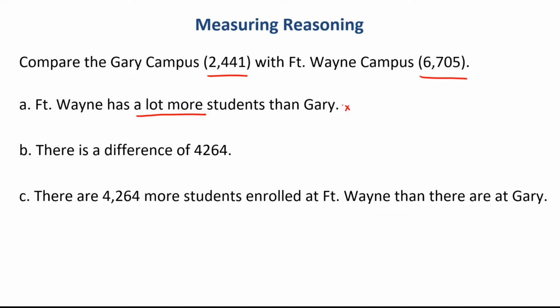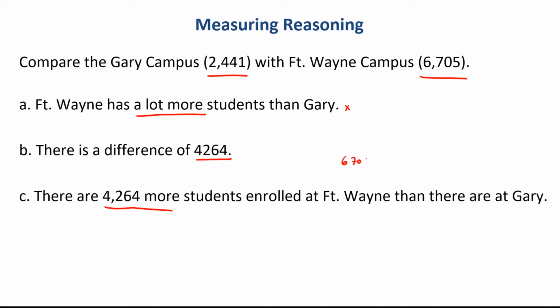The second part says there's a difference of 4,264. It also doesn't tell how it's taking the difference or what we're talking about here. Are we talking about the difference between enrollment in both campuses or not? But the third says there are 4,264 more students enrolled at Fort Wayne than there are at Gary, which means that we know exactly where this difference is coming from. The students enrolled in Fort Wayne are more than students enrolled in the Gary campus when we take the difference between these two numbers.